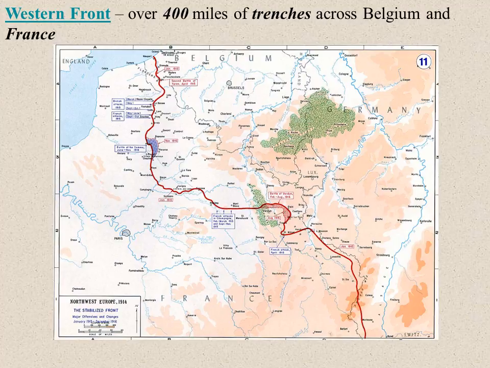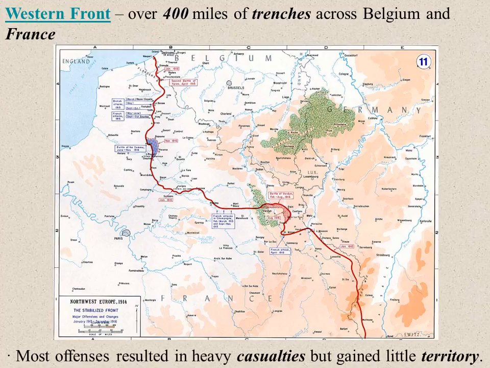Okay, you need to write this out next to the Western Front box. Write this part here, and then this part down here. So the Western Front was an area of over 400 miles of trenches across Belgium and France. It's this red line here. Most offenses resulted in heavy casualties but gained little territory.